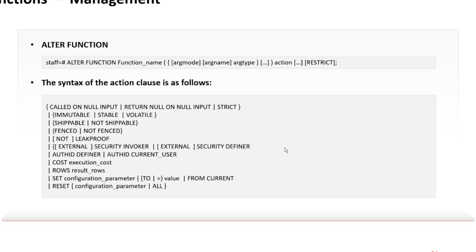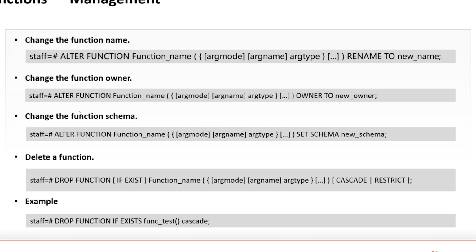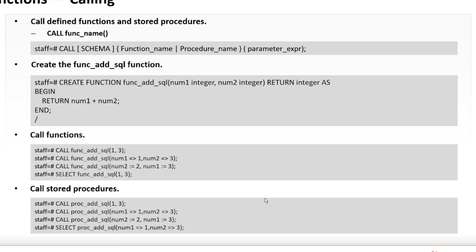And after we see the definition of a function, we also can use the alter function statement to manage a function. We can actually change its arguments, for example, change the argument modes, the argument name, and the argument type. And also we can change its parameters. And these are some examples of the alter function statements, and also some examples of the drop function statements to delete a function. And next, we're introducing how to actually execute functions and procedures.